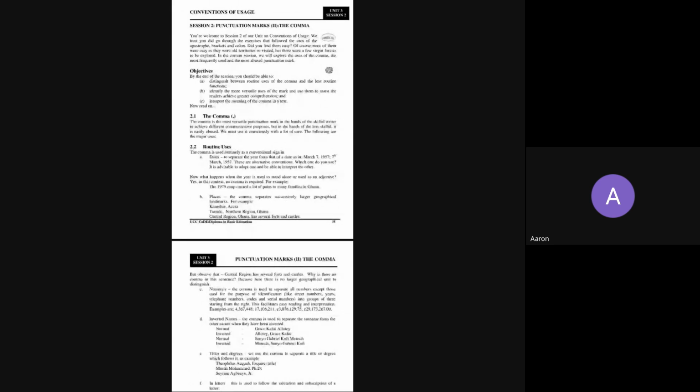Section 2 is us learning something about the comma. Section 2 is solely dedicated to the comma. So the objective is that we should be able to distinguish between the routine uses of the comma and the less routine, and identify more versatile uses of the comma and how it is used to assist readers to achieve better comprehension, and interpret the meaning of the comma in a text.